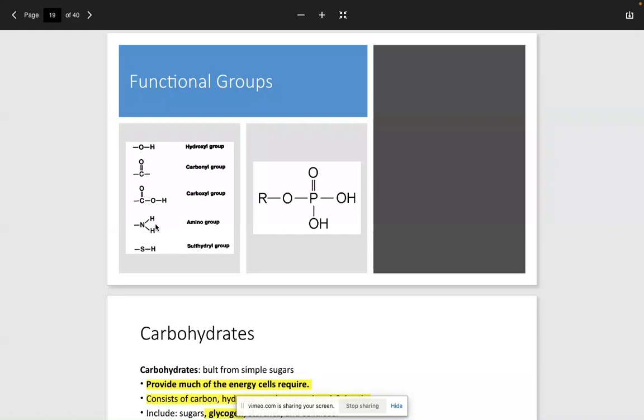They will be important for those of you wanting to go on to professional school. You'll memorize them as you go on. But for our purposes, I just want you to be familiar with these groups. You don't have to memorize them, but I want you to know whenever I talk about a hydroxyl what I'm referring to.